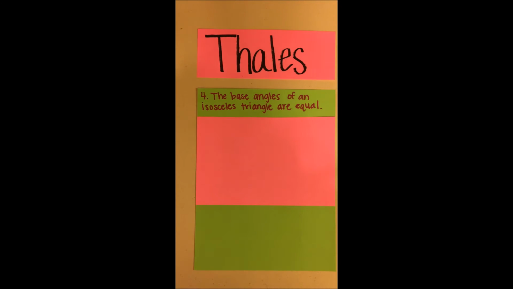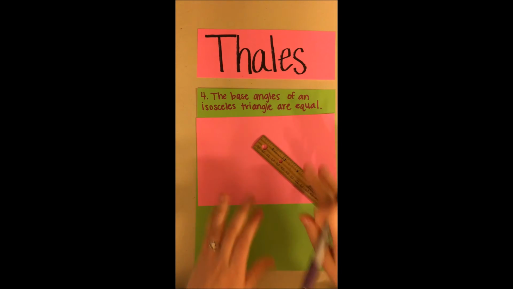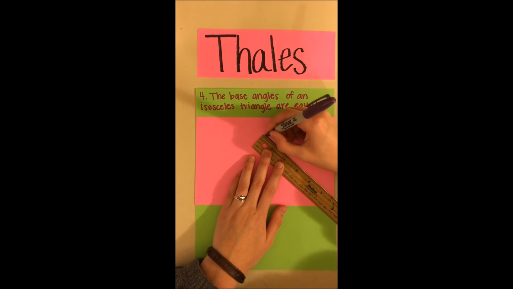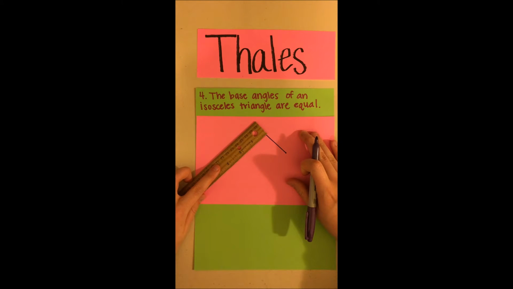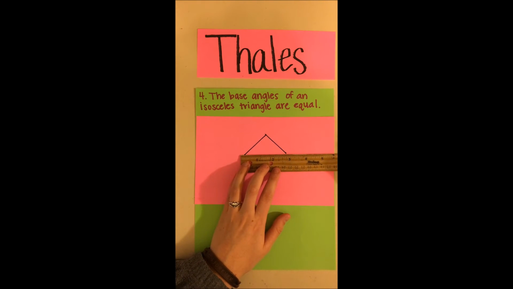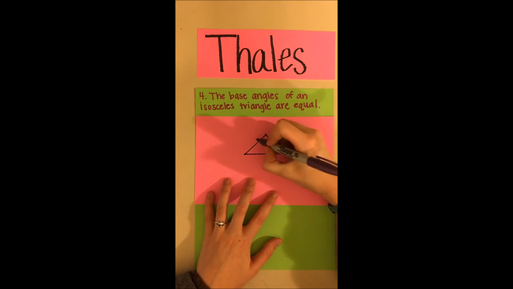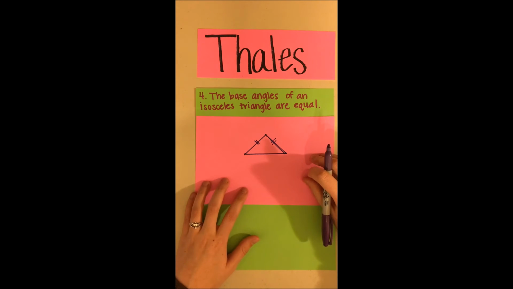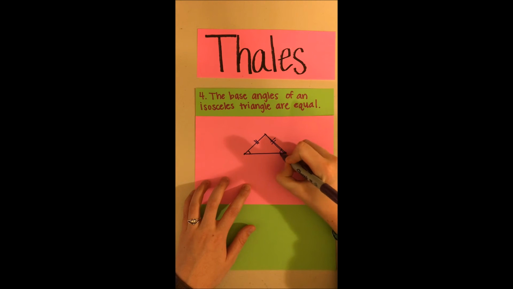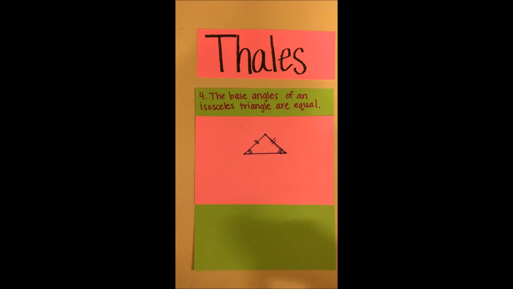Thales' fourth theory was that the base angles in an isosceles triangle are equal. So first I'm going to start out by drawing an isosceles triangle, which means that 2 sides are equal. So I'm going to draw 2 inches on each side. And then connect it at the bottom, and it doesn't matter how long the bottom one is. So now we have that this side and this side are congruent. So what Thales said was that in isosceles triangles, the base angles, which are down here, are congruent, because if these side lengths are the same, then their base angles are going to be congruent as well.